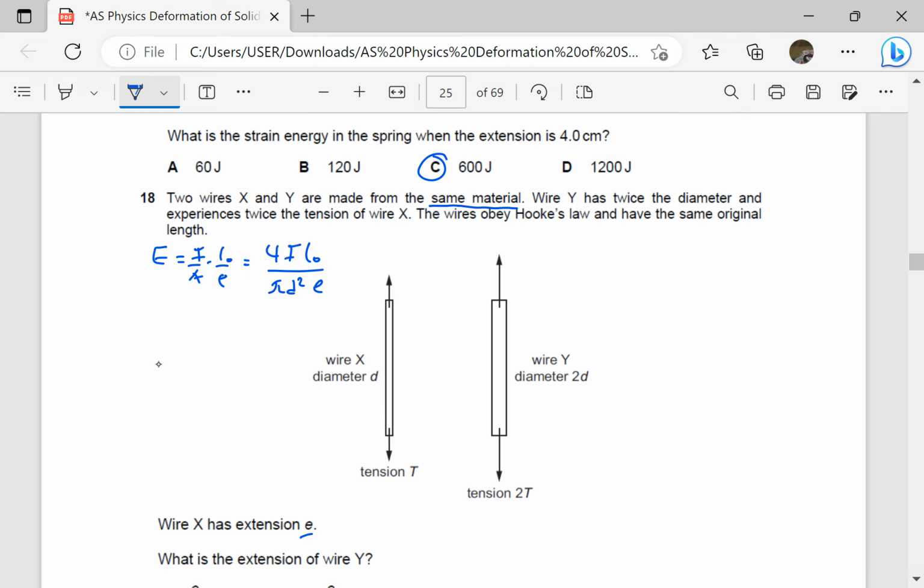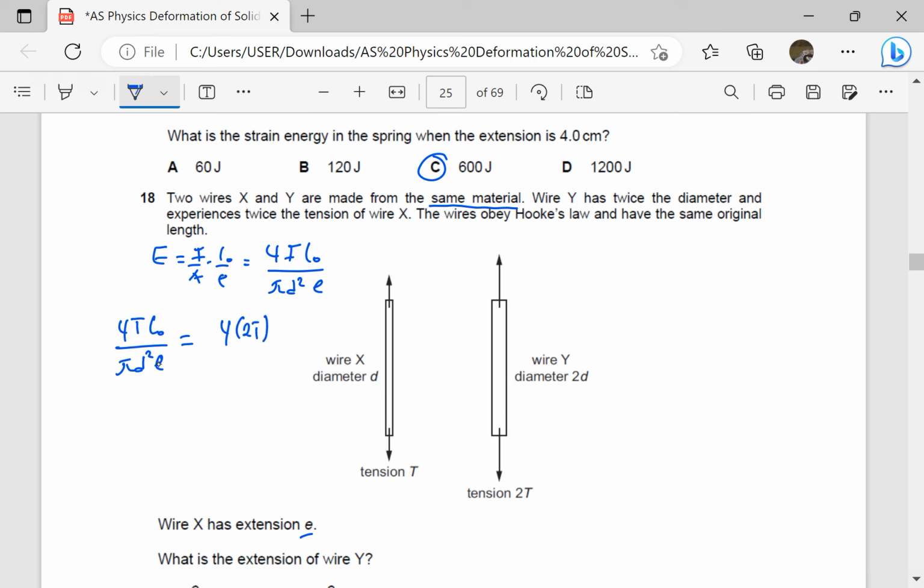So for the first wire X, the Young modulus is going to be 4 times the tension T, let its original length be L naught, divide by pi, let the diameter be D, so it will be D squared times the extension of wire X, which is E. This should be the same as for the second wire where the tension is twice T. So I'll say 4 into twice T.